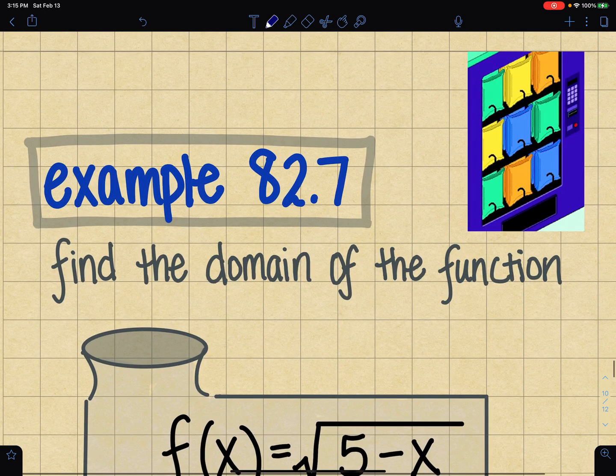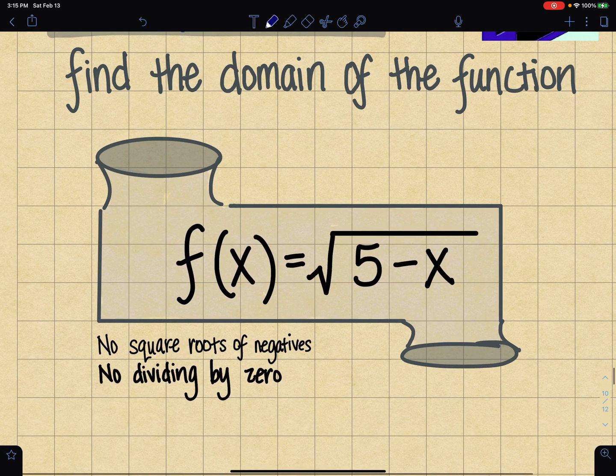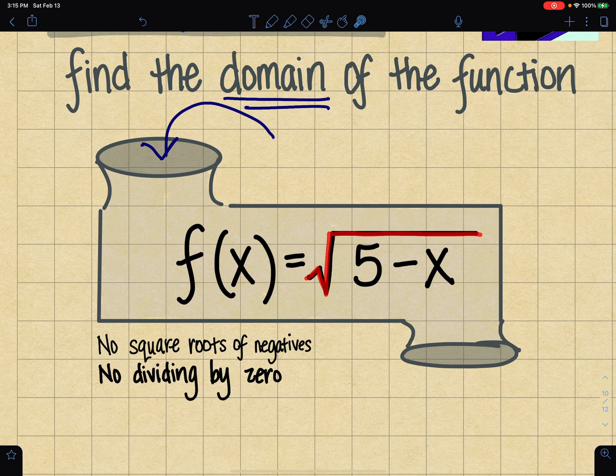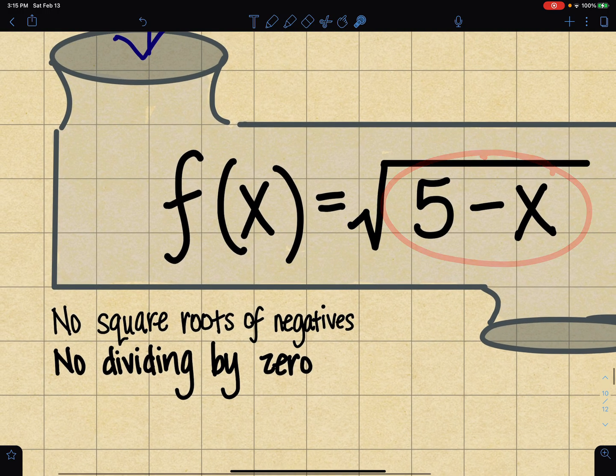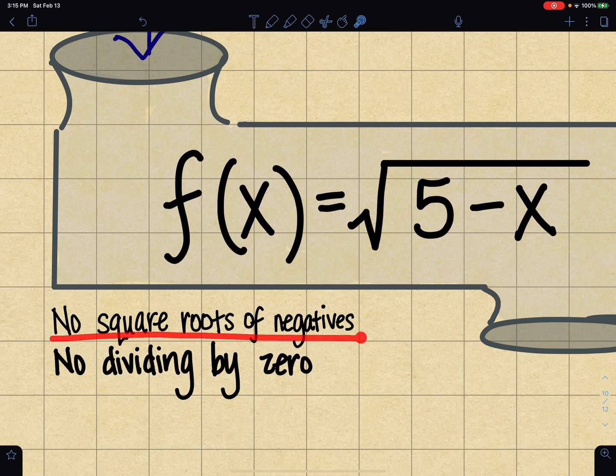Alrighty, let's look at another machine, shall we? Let's see this machine work. 82.7. Find the domain of this function. So the domain is what can you put in. And usually you can put in any real number, but this one has a square root sign. So we have to be careful that we're not going to square root a negative number, because that's one of the rules and it makes the machine explode. No square roots of negative numbers. And you also can't divide by 0.